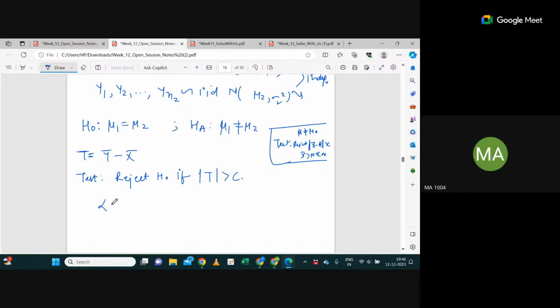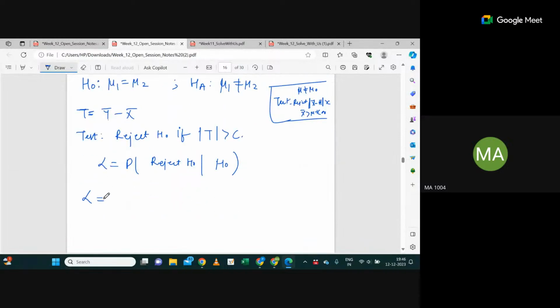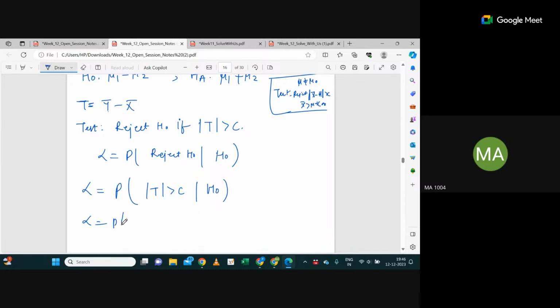We are proceeding with the alpha, right? Alpha is the probability of rejecting H naught when H naught is true. So what is the probability of rejecting H naught? Modulus of T is greater than some C, given H naught. But what is your H naught? H naught is mu1 equal to mu2, right? Yes or no? Now what is the distribution of T here, tell me.